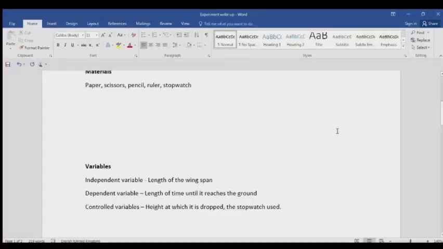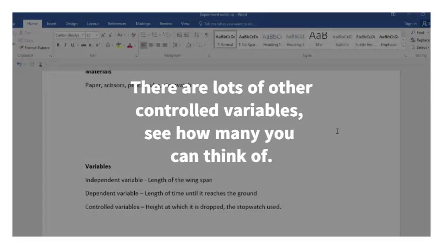I'm now going to show you what I've written up for my variables. Now that we know what the different types of variables mean and we understand that, we're going to think about what the variables for our experiment this week will be. So the independent variable is going to be the length of the wingspan. The dependent variable is the length of time until it reaches the ground, so the length of time for its descent. And the controlled variables are the height at which it is dropped and also the stopwatch that we use. It's important that we make sure we drop it from the same height every single time.